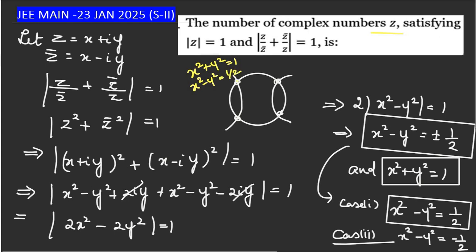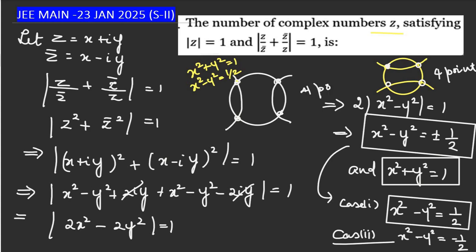We have 4 points, and similarly, if x square minus y square is equal to minus 1 by 2 and the equation of the circle is x square plus y square is equal to 1, here again we have 4 points. Hence the question is to find the number of complex numbers satisfying this. So we have 4 plus 4, 8 complex numbers according to our given question.